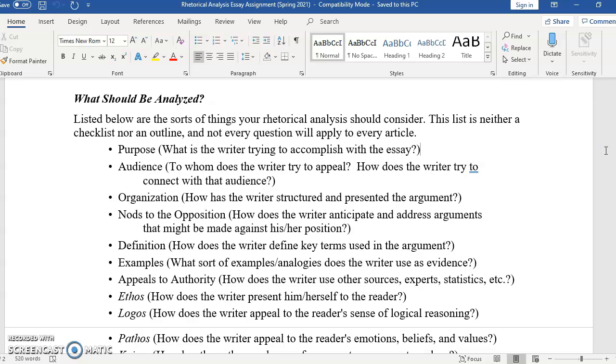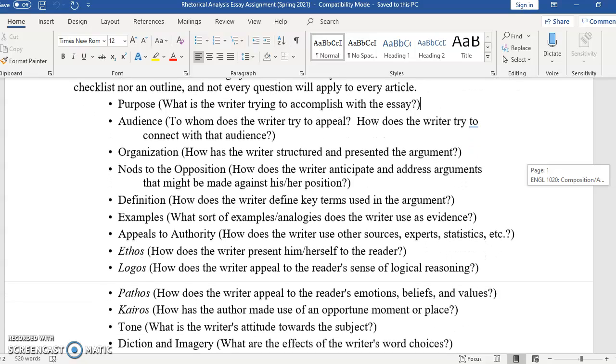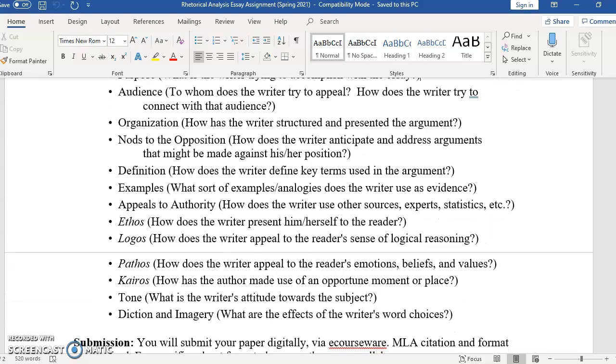Audience, to whom does the writer try to appeal? How does the writer try to connect with that audience? Is the author successful in connecting with that audience? The organization, how does the organization play into whether the argument is good or not? Nods to the opposition. Definition is the way that they use key terms. Is that an important element? Examples. What sort of examples, analogies does the writer use as evidence? The 4 that you see next, ethos, logos, pathos, and kairos. Okay? These are some of the most common, and one of the readings that you'll be looking at from your textbook specifically gets into what ethos, logos, pathos, and kairos are.